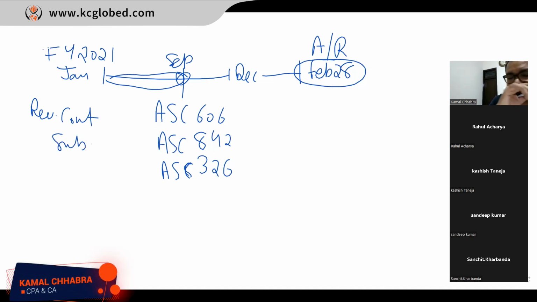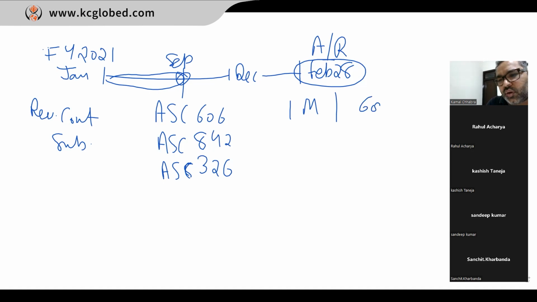Now, for your audit purpose, if you have any disagreement, then also you will be doing this work. For example, if you are saying the revenue of the company is, let's say, $1 million as per ASC 606, but it should be $600,000 instead of $1 million, there is a difference of $400,000, which is material to the financial statements.